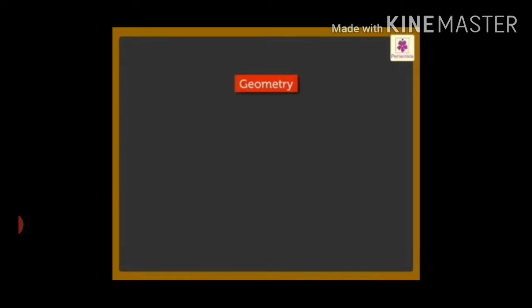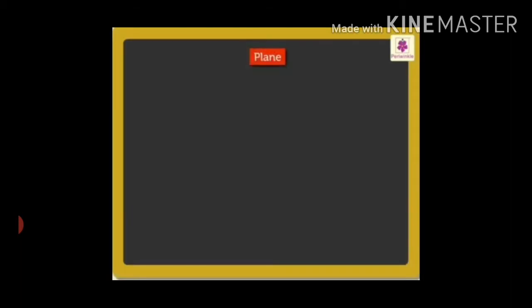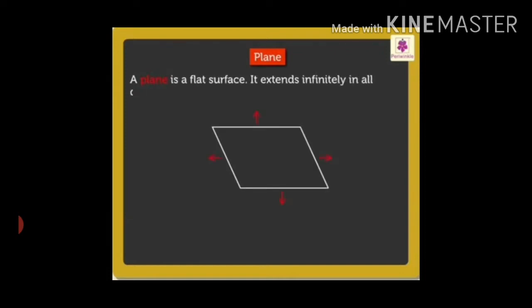Hello children. We know that all geometric figures are built by basic figures like points, lines, line segments, rays, and planes. Let us revise these basic figures and also learn about intersecting lines, parallel lines, and perpendicular lines. Plane. A plane is a flat surface. It extends infinitely in all directions. It has no boundaries.